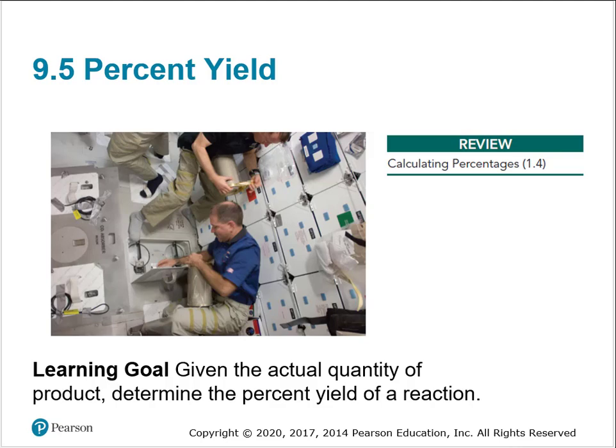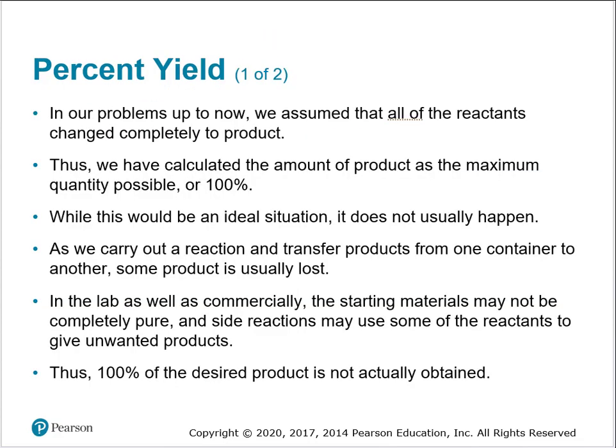The last section in this chapter we are covering is percent yield. You will be able to, given the actual quantity of product, determine the percent yield of the reaction. In our problems up to now, we assume that all of the reactants completely changed into product. Thus, we have calculated the amount of product as the maximum quantity possible, or 100%. While this would be an ideal situation, it does not usually happen.